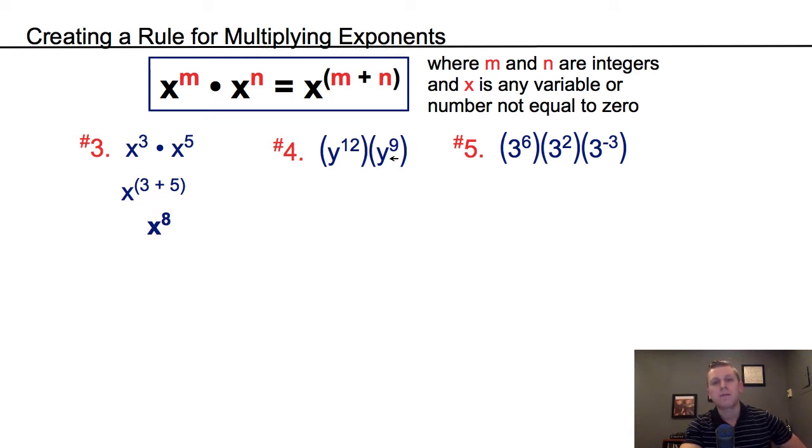Here I want to multiply these two monomials with the same base, and when you multiply two things with the same base, you can just add the powers. So this would say y to the 12th plus 9, which is y to the 21st power.